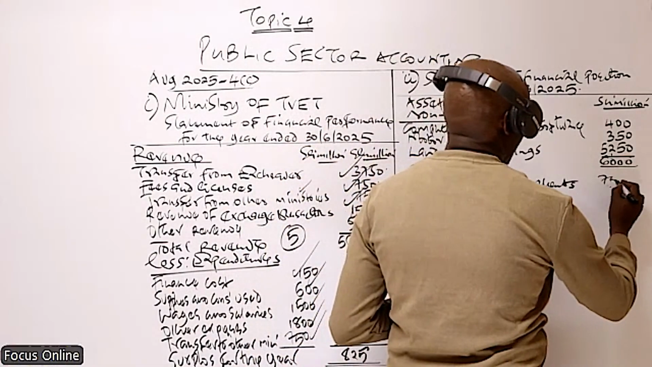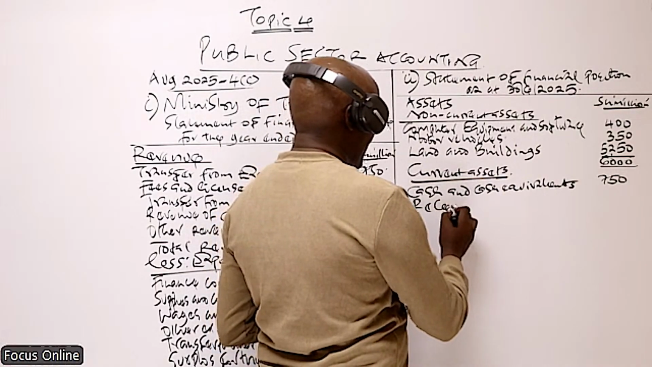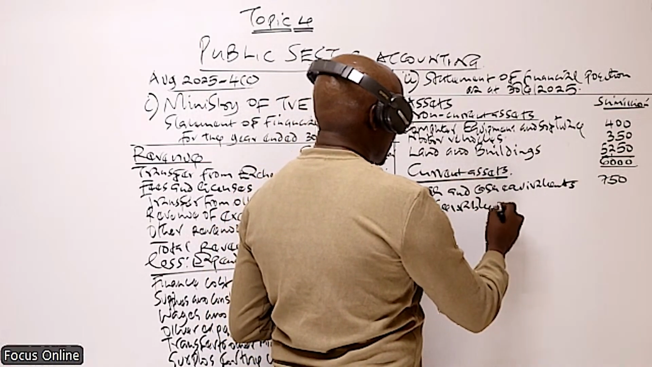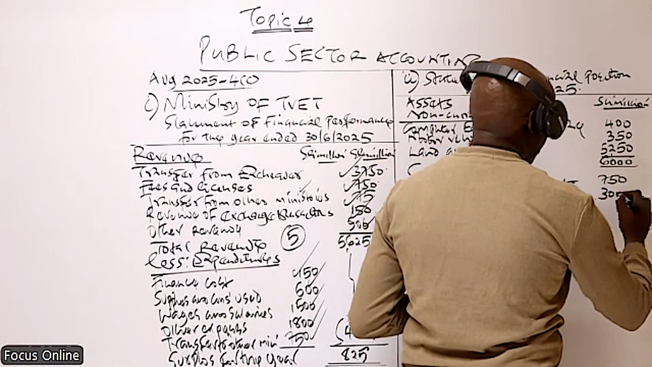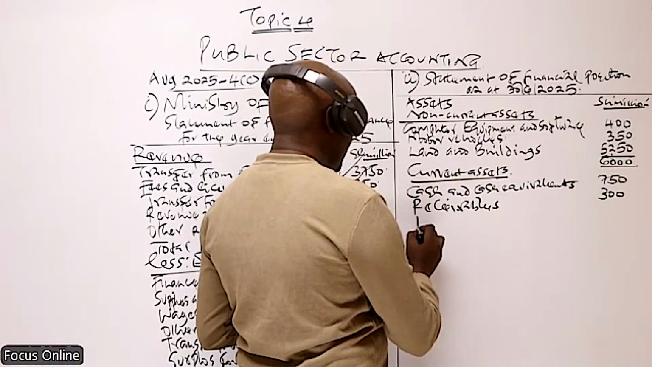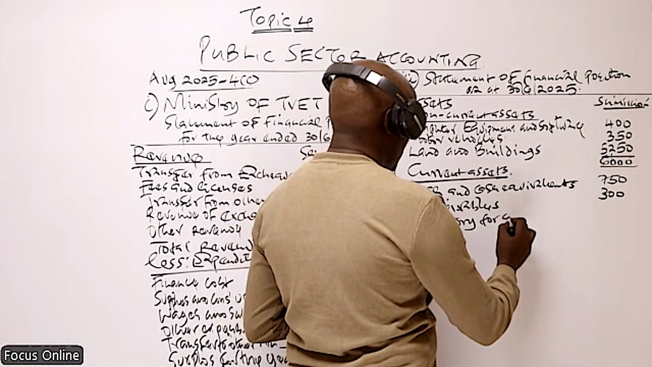So that is basically 750. Below that, we have receivables, still a current asset, and that is 300. And then we have inventory, for consumables.